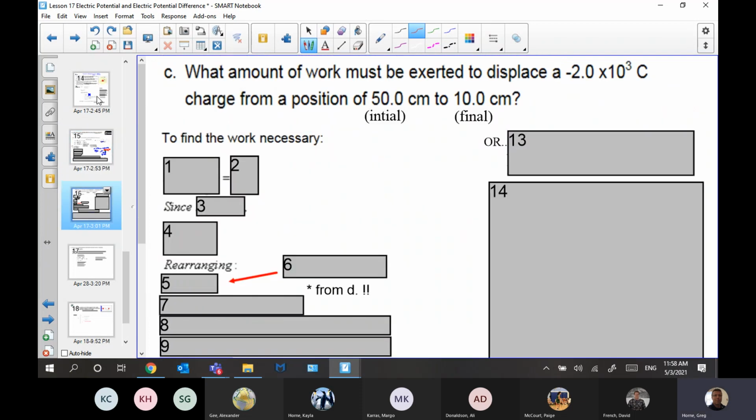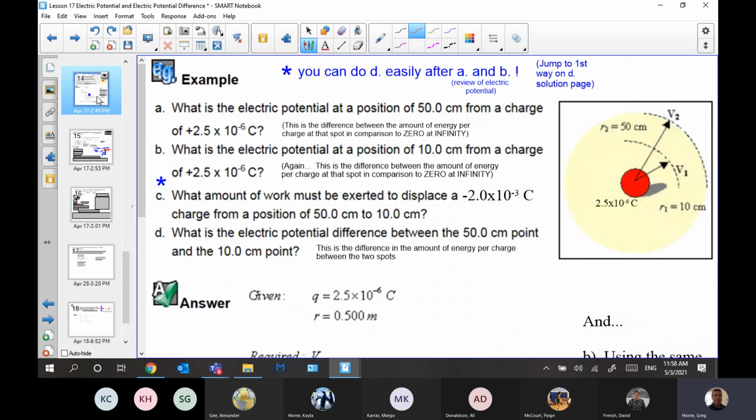Okay, but part C said, what's the amount of work that must be exerted to displace a specific charge now? So now we've got a negative 2 times 10 to the negative 3, so smaller than the other one, right? Because it's not supposed to affect things. So Q is negative 2.0 times 10 to the negative 3. That's why I wanted to talk about what happens in a negative situation. You've got this negative charge, it's going to want to attract to here.